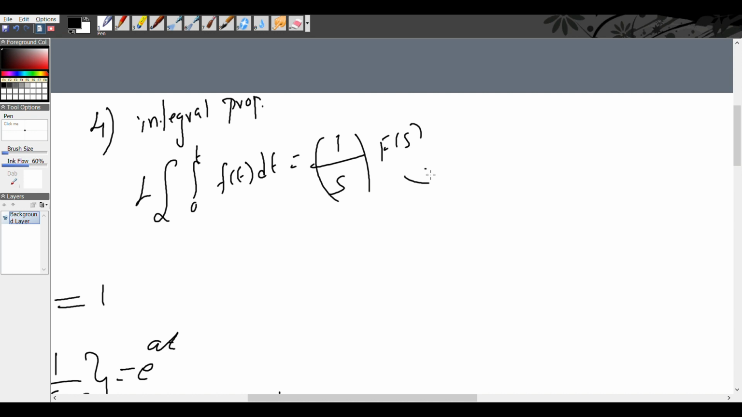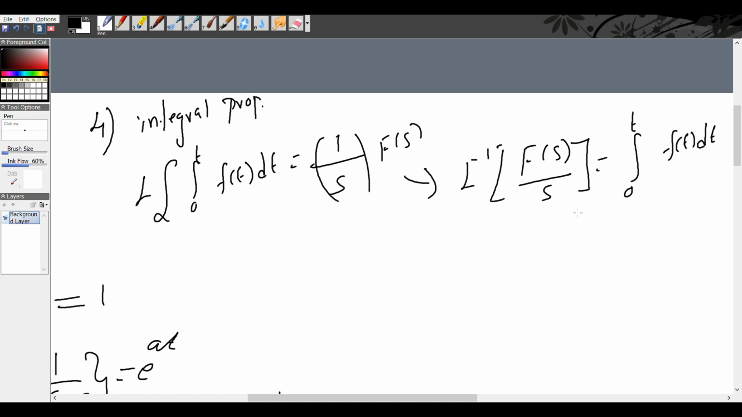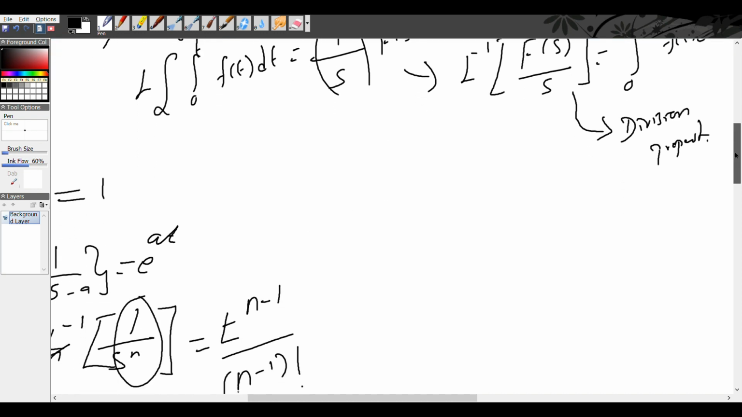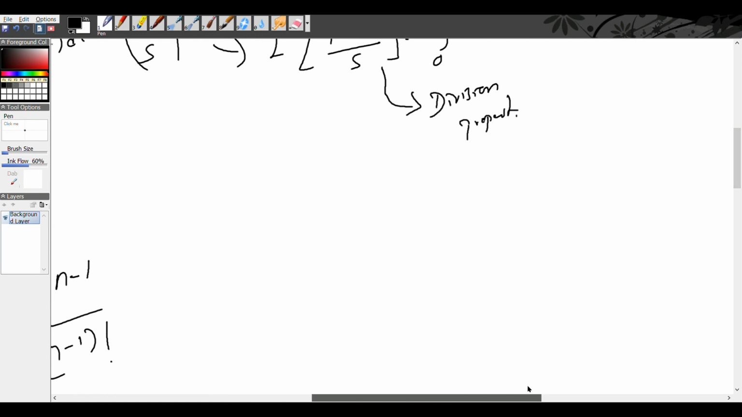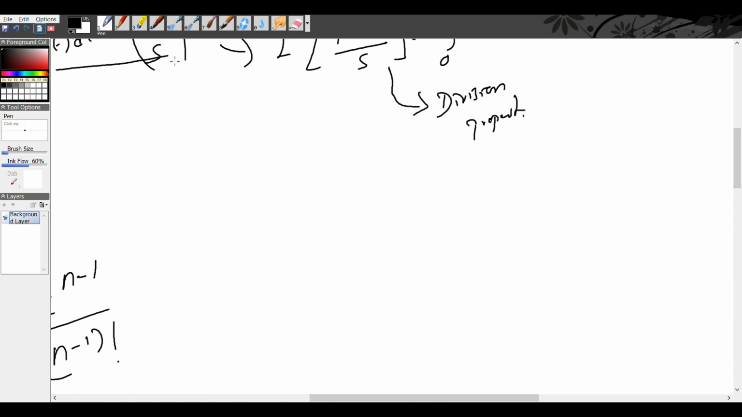So if I would like to take L inverse for this one, again I will be getting back the original signal. But this we will be calling division property. So that's it. We have discussed the important formulas as well as the important properties. Let's jump to do some problems.